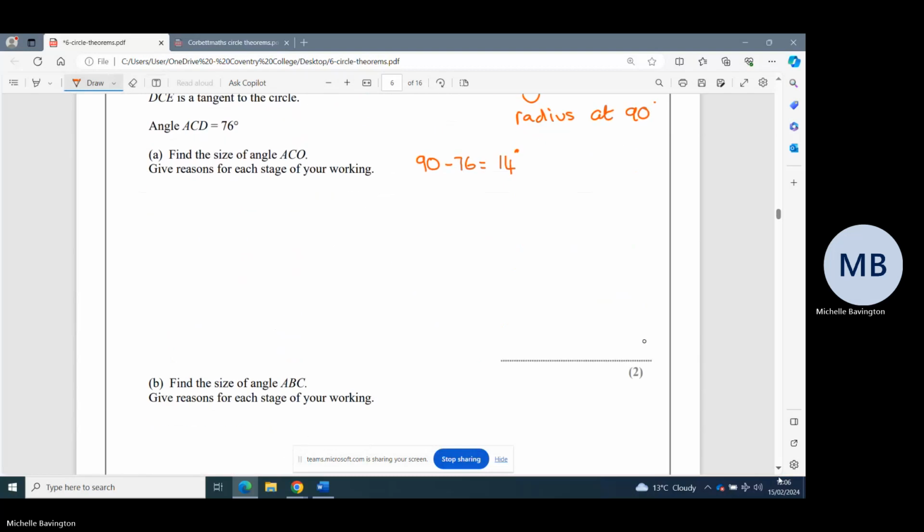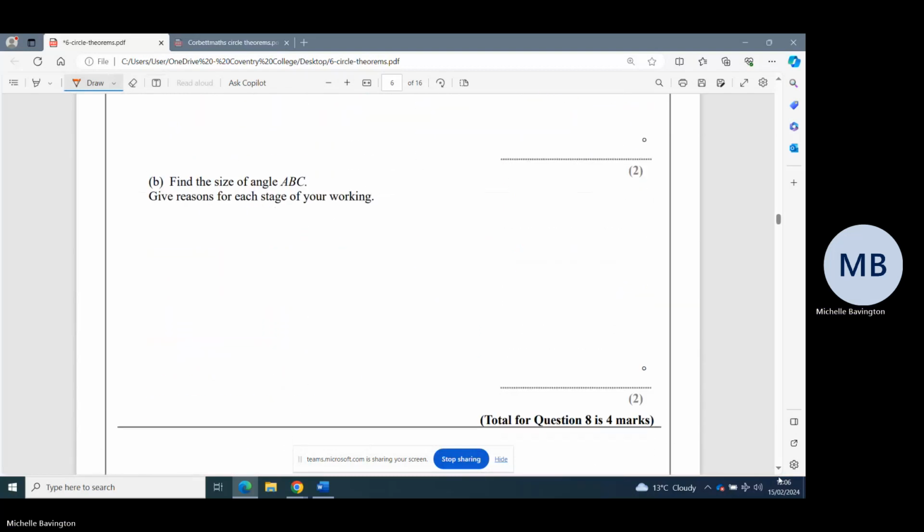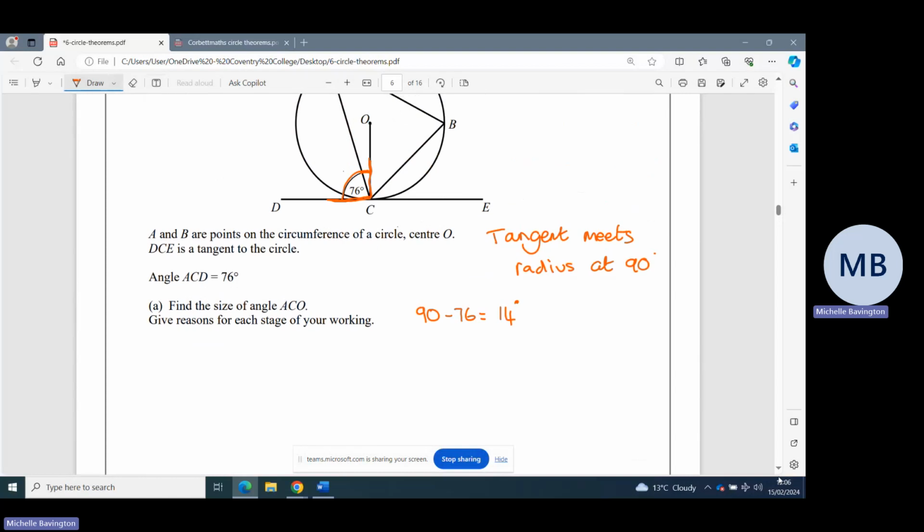Use your rules. Right. Find the size of ABC. Give reasons for your stage of work in ABC.